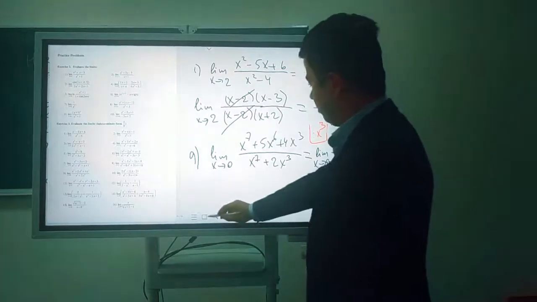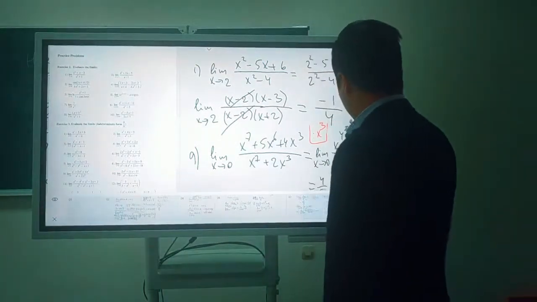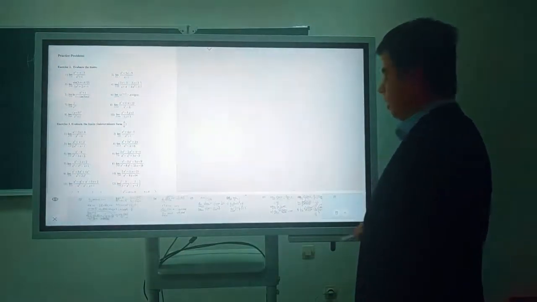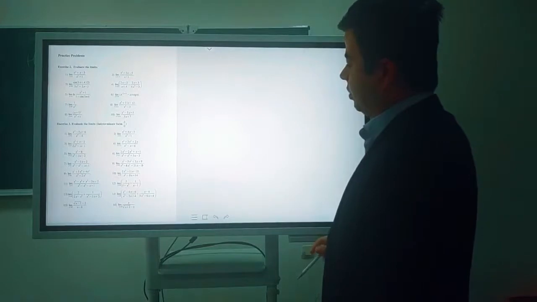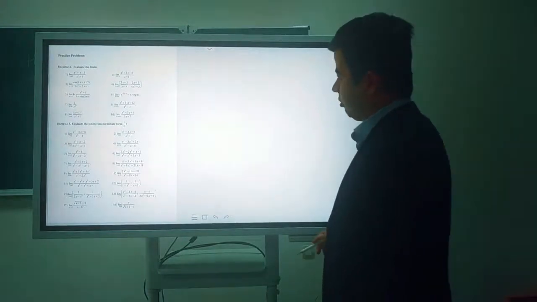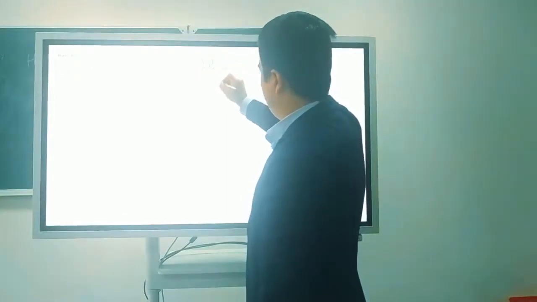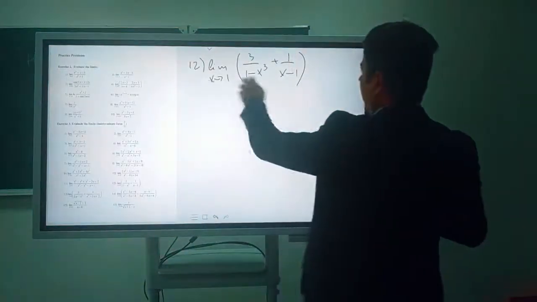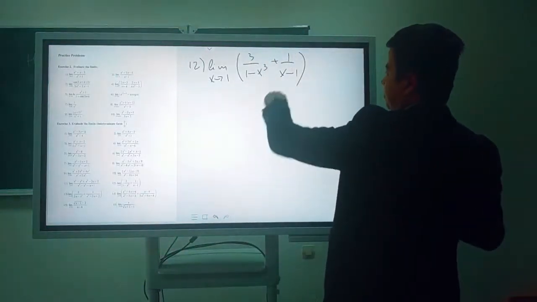Okay, now let's consider the next example, for example number 12 here. Limit as x tends to 1 of 3 over (1 minus x cubed) plus 1 over (x minus 1). If you put 1, we have again the indeterminate form 0 over 0 here.